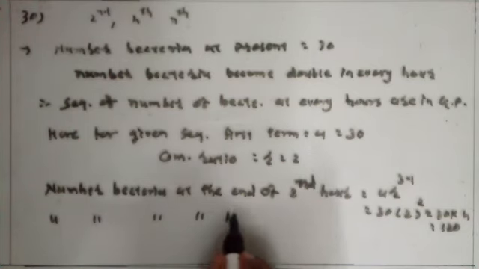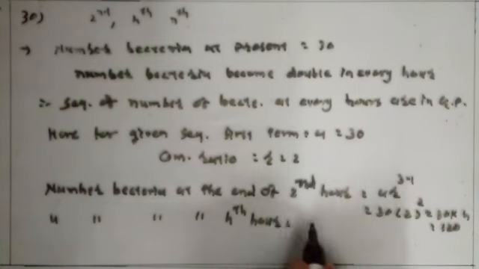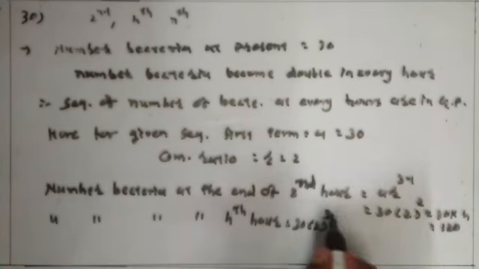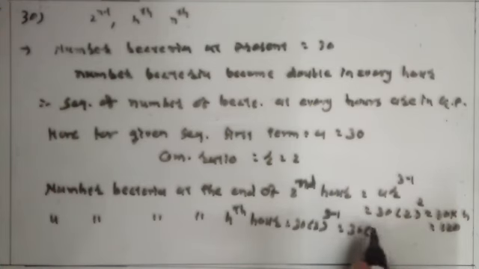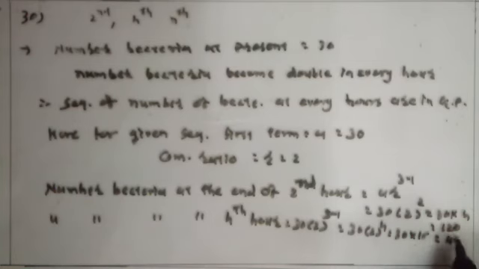Similarly, the number of bacteria at the end of the fourth hour is equal to 30 into 2 raised to, at the starting of the fifth hour, 5 minus 1, so 30 into 2 raised to 4. 2 raised to 4 is equal to 16, so 30 into 16 is equal to 480. Clear?